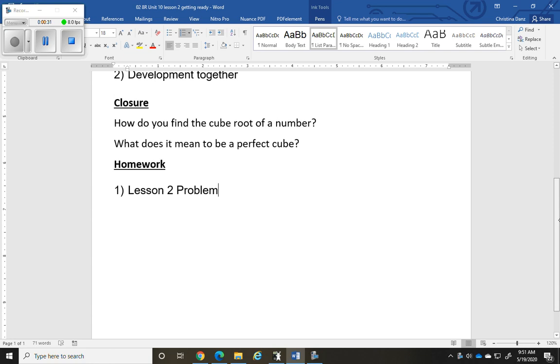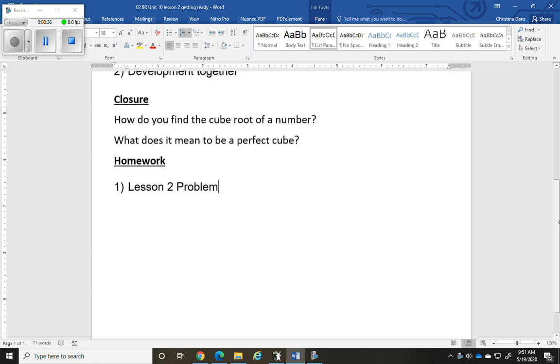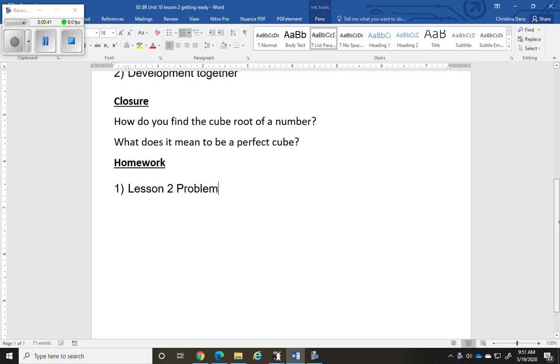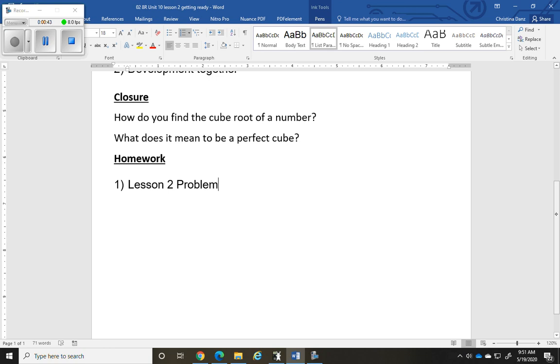After the lesson's over, you should be able to find the cube root of a number, and you should know what it means to be a perfect cube. Remember yesterday we talked about perfect squares, and your homework is the problem set.